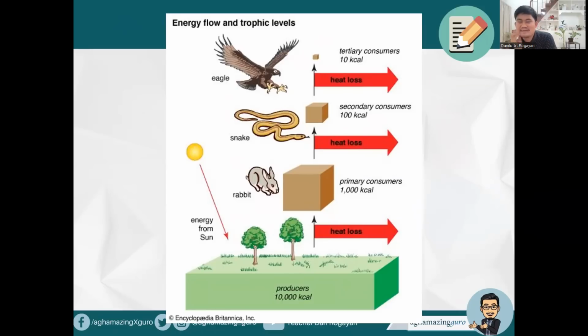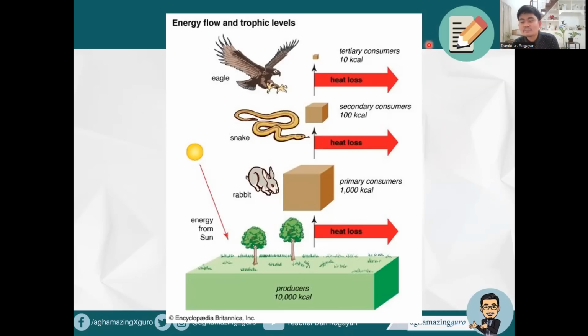You compute so fast. So, how much? Why did you stop? 10,000, 1,000, 100, 10. How much for the quaternary? 1 kilocalorie. Remember, 1 kilocalorie. If 1 kilocalorie for the quaternary, how much will the fifth order consumer receive? 0.1 kilocalorie. Okay, that's all. So again, if the producer is 10,000, the primary consumer is 1,000, 100 for secondary, 10 for tertiary, 1 for quaternary, 0.1 for fifth order consumer.